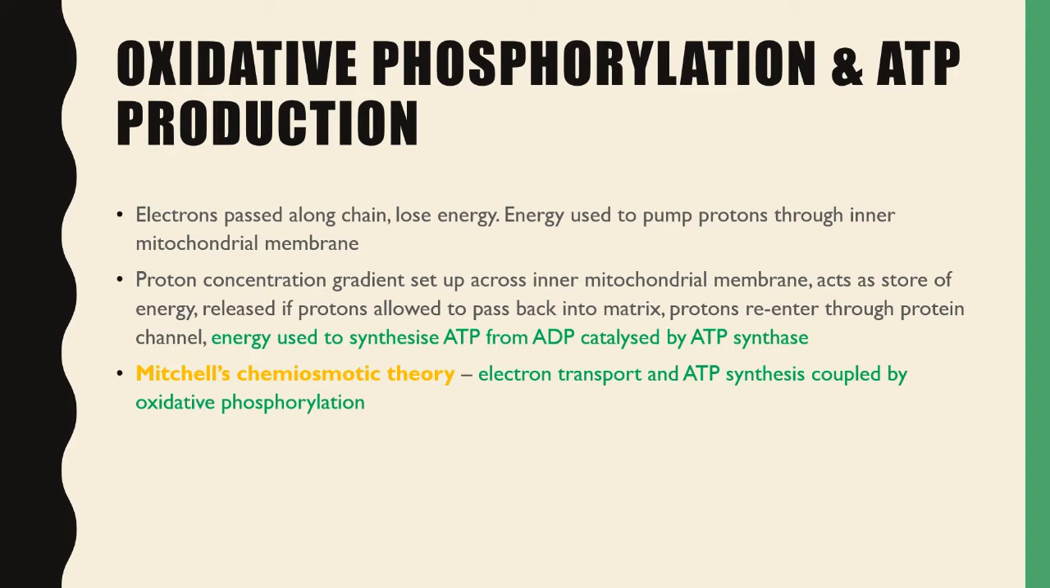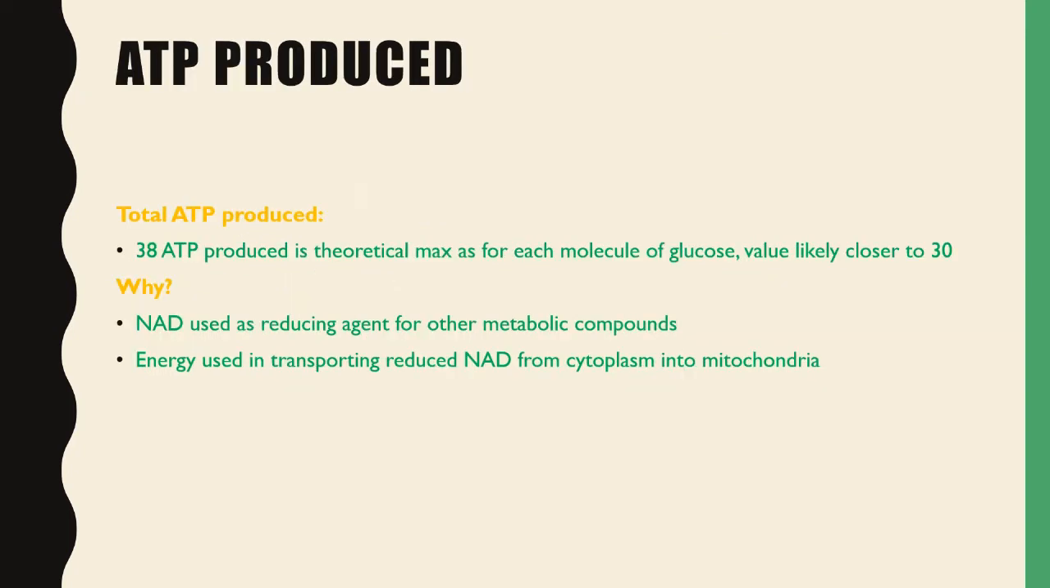Electrons will pass along the chain and lose energy, and as energy is used to pump protons through the inner mitochondrial membrane, a proton concentration gradient will be set up across the inner mitochondrial membrane, acting as a store of energy. It will be released if protons are allowed to pass back into the matrix, and protons re-enter through protein channels, where energy is used to synthesize ATP from ADP, which is catalyzed by ATP synthase. Mitchell's chemiosmotic theory is that electron transport and ATP synthesis are coupled by oxidative phosphorylation.